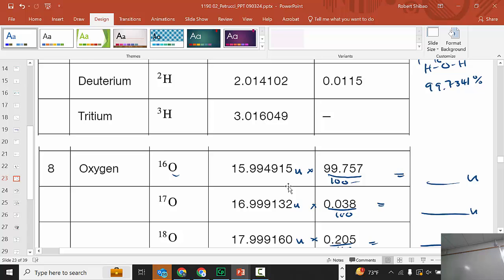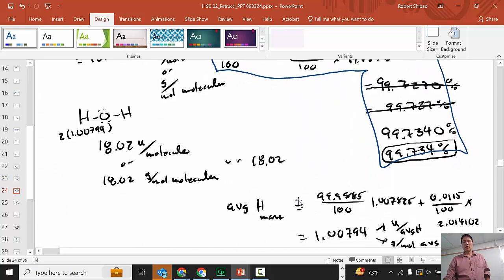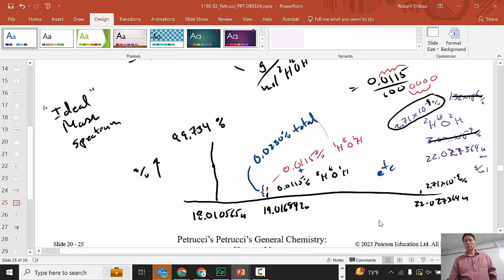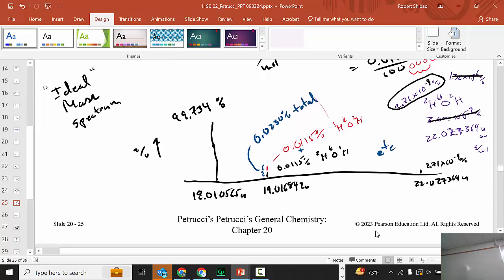All right. As far as the mass goes, here we can be pretty precise. We have 6 decimal places. The rule for addition is we just maintain the same number of decimal places. So it'd be 2 of these, which weighs 4.028, etc. And then 1 of these, which weighs 17.99160 U, or grams. And we end up with this: 22.027364 U. And so this is going to be the peak furthest away.